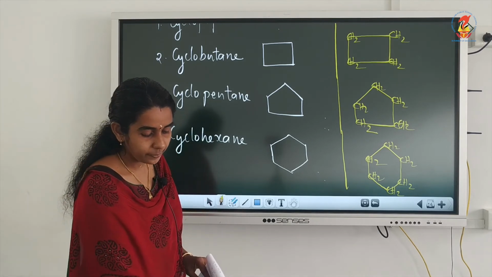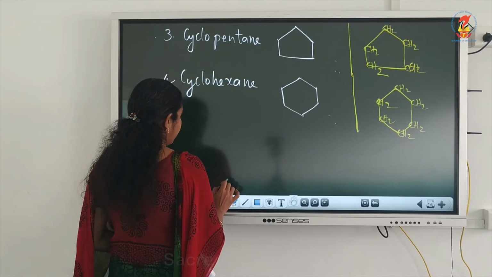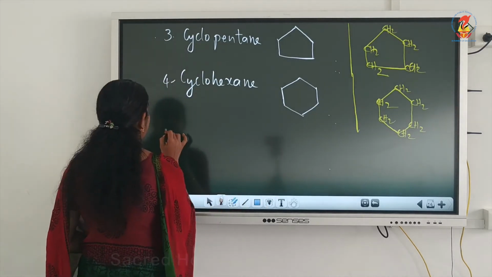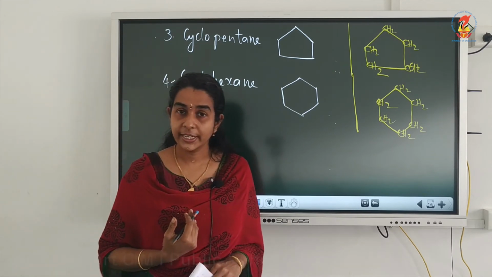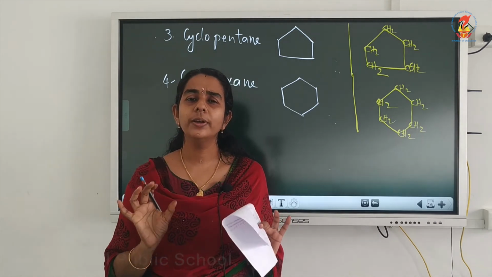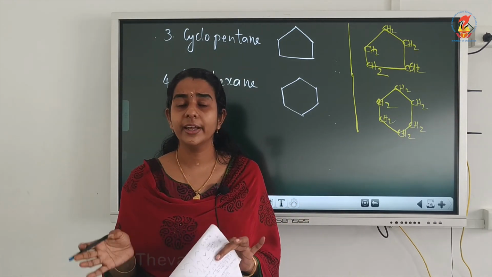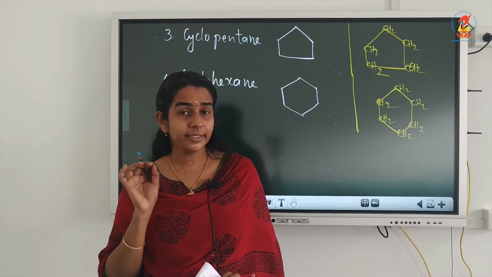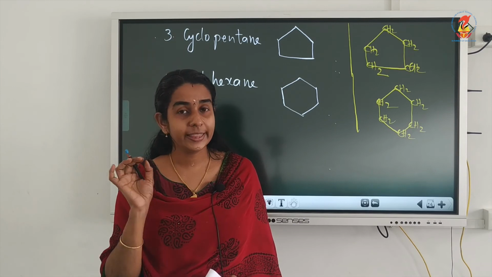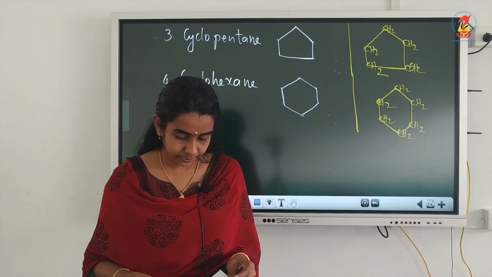So remember, in bond line representation, we are drawing only the carbon-carbon bonds present, and we don't write carbon and hydrogen in any structures. If there are atoms other than carbon and hydrogen given, only those we need to draw. Okay.